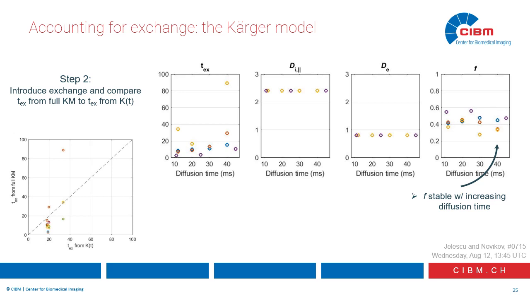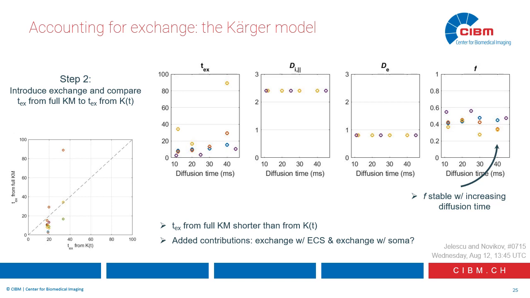We don't know which is the correct one or not, if any, but it's interesting to see that if we go to higher Q values, which this full Kärger model uses as opposed to time-dependent kurtosis, we have a shorter exchange time. And this may be that we have added contributions of both exchange between the extracellular space and the intracellular space, as well as exchange between the neurites and the soma, whereas in the low or intermediate Q regime, which we need for time-dependent kurtosis, we are only sensitive perhaps to exchange between extracellular and intracellular space.